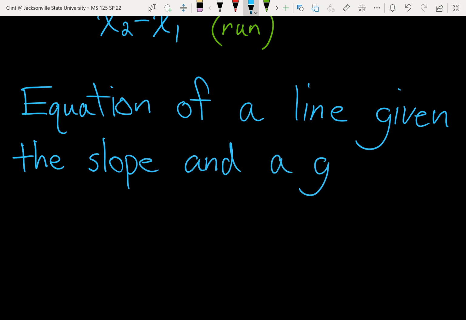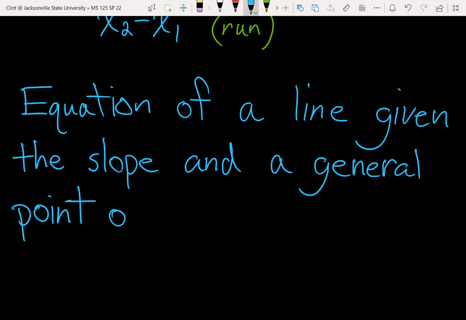I'm going to say a general point on the graph, no specific point, because what else could we do? If we know the slope and we know the y-intercept, that's everybody's favorite. We get y equals mx plus b, or the slope-intercept form of a line.